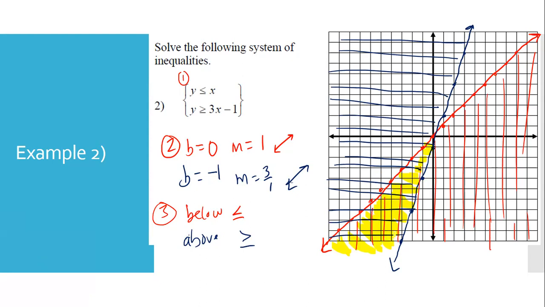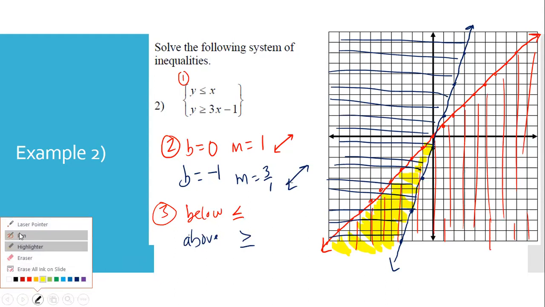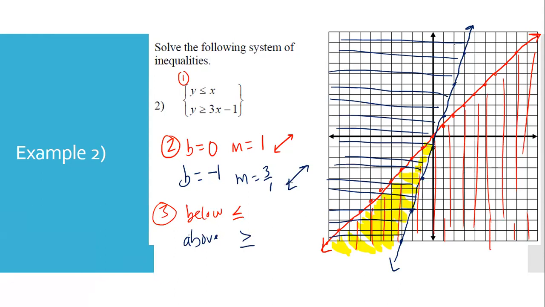That means that any ordered pair in this shaded region will satisfy that system. Does that make sense? I'm confused, you said above the blue line. Okay, remember, if you aren't comfortable with selecting above and below, you just choose a point and test it out. I'm going to test 0, 2, and see if that's true.